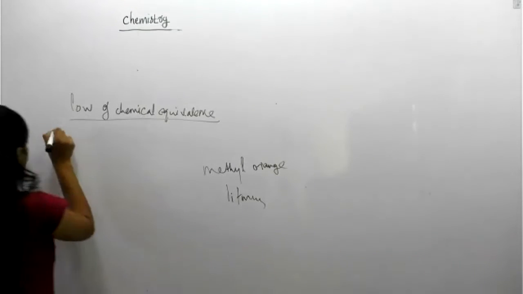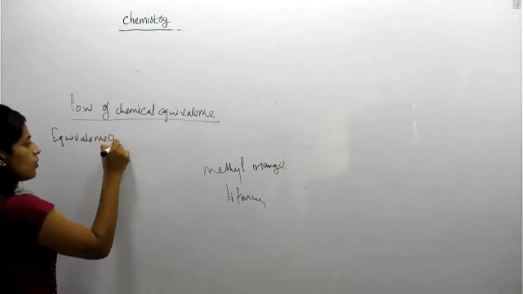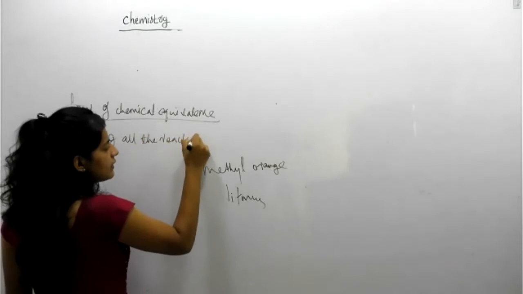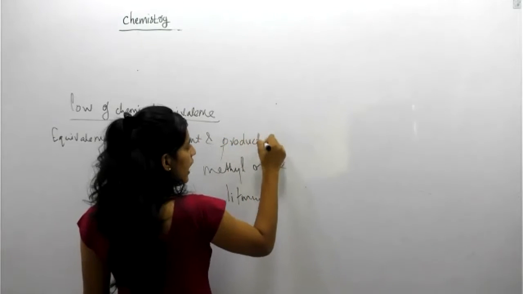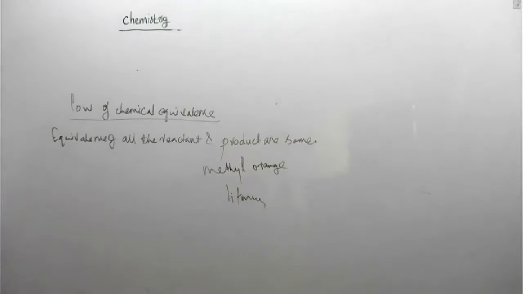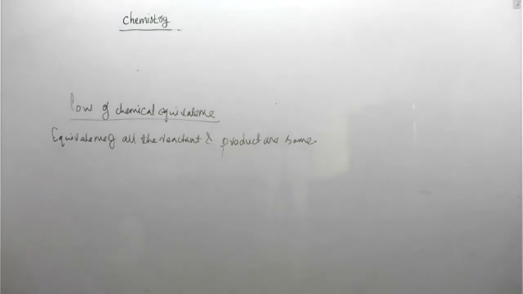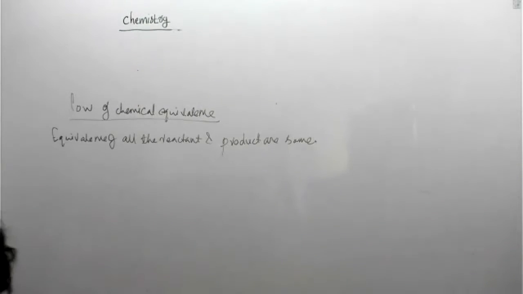The equivalents of all the reactants and products are the same. That condition is called the law of chemical equivalence. Then how can we express it?